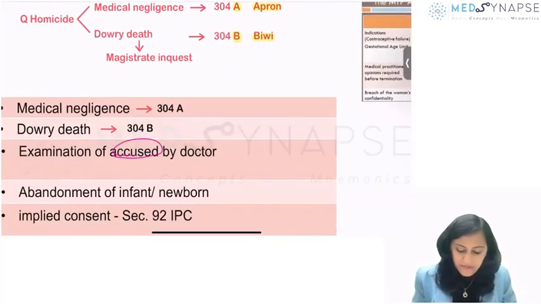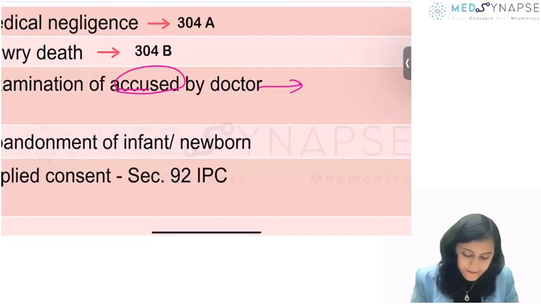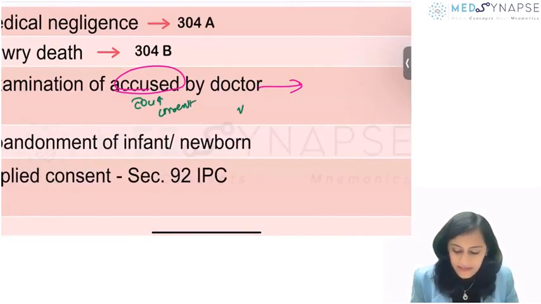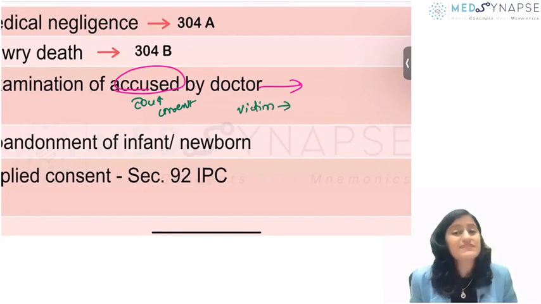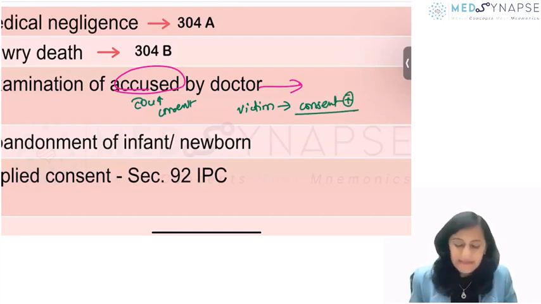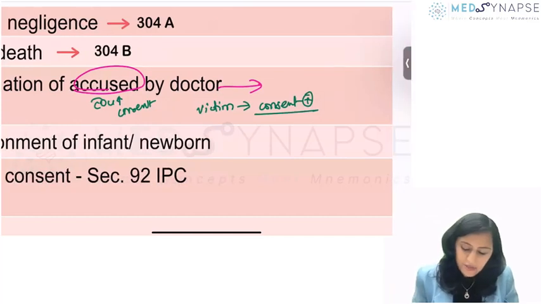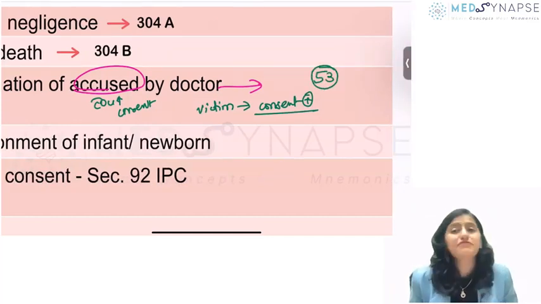Examination of the accused by the doctor can be done even without consent. Remember, for the accused, consent is not required, versus the rape victim examination, where consent is a must. You need consent in that case, right? Less than 18 years, the guardian needs to give the consent. And so this is CrPC 53.